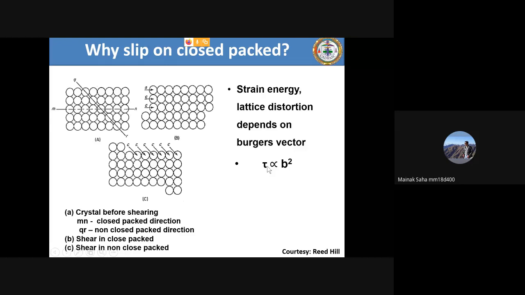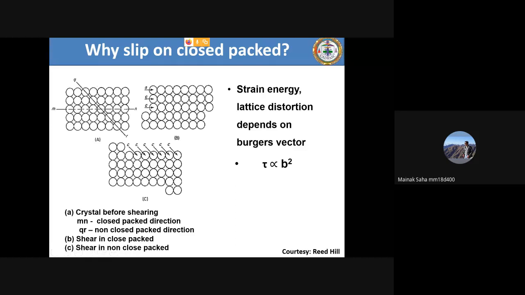I think this is not the right way of representing the strain energy. It should be represented by capital E, so make a note of it. It is directly proportional to the square of b, that is, the square of the Burgers vector. So the greater the Burgers vector associated with the dislocation, the higher the strain energy. Obviously, every material in the universe will like to minimize its overall energy. So if overall energy has to be minimized, the Burgers vector has to go down.